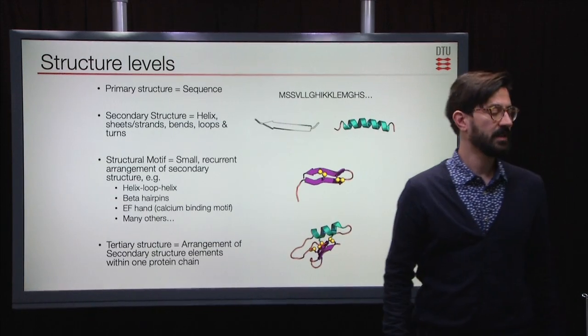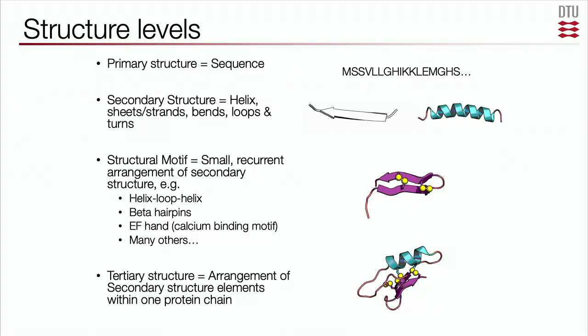We have already discussed the different levels of protein structure, starting from the primary structure to tertiary and quaternary structure. Today we will focus on the second level, secondary structure. We will discuss mainly helices, different types of helices, then beta strands and beta sheets, and finally bends, loops, and turns. Let's start with helices.